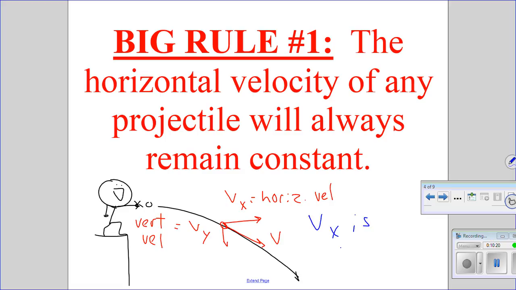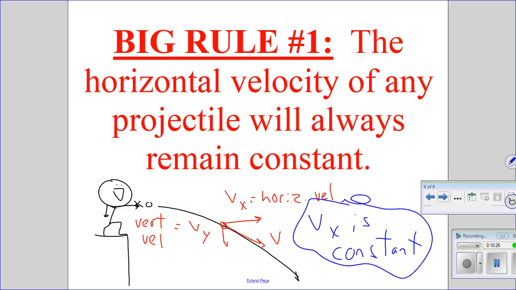Vx is constant. That's big rule number 1. Cool? What about like wind? What about when you throw something and the wind makes... Really good question. So what about wind?